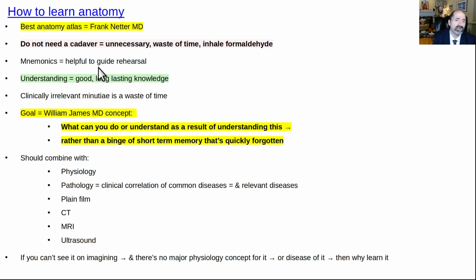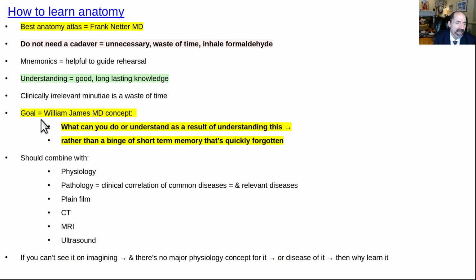Take a test to see who's the best at memorization, but that doesn't provide lasting knowledge. I've had medical students coming to me showing me they had to memorize all the muscles in the back, these little tiny muscles. They're completely irrelevant. I ran a spinal injection clinic for years. I never had to know all those muscles, okay?